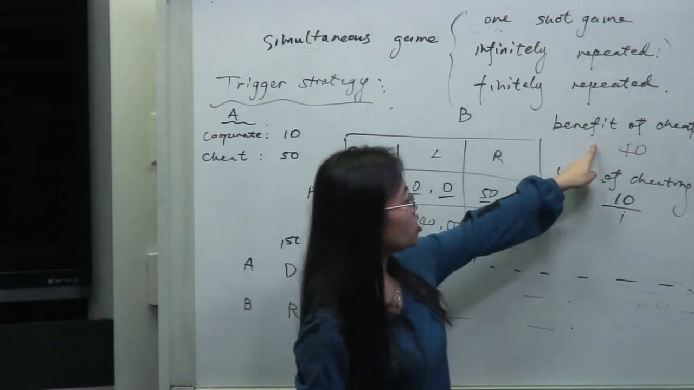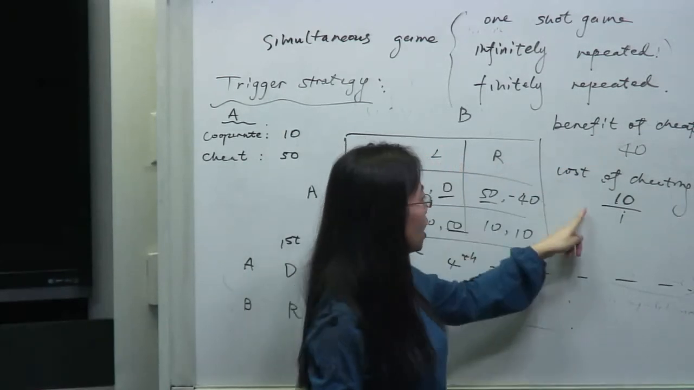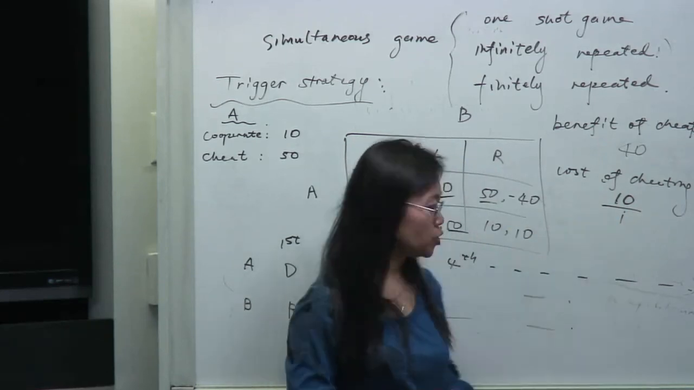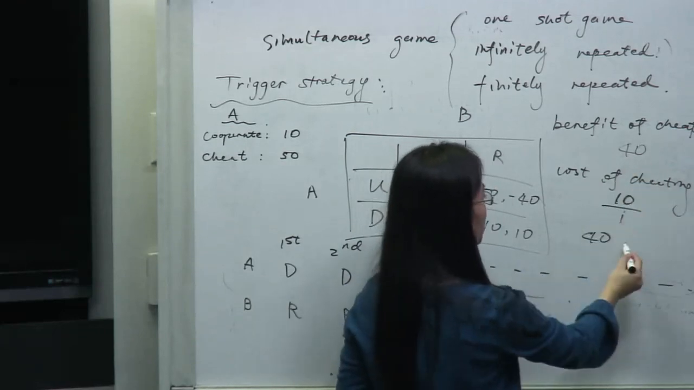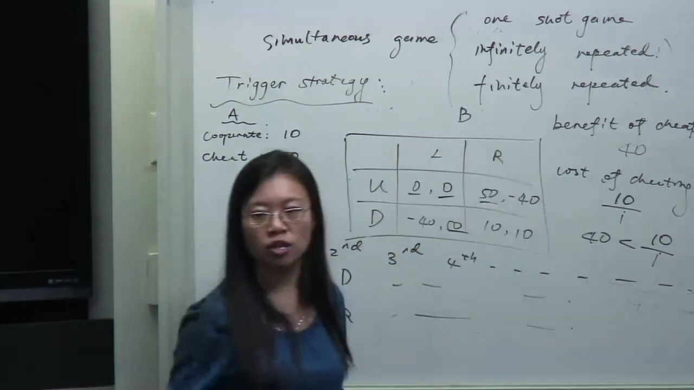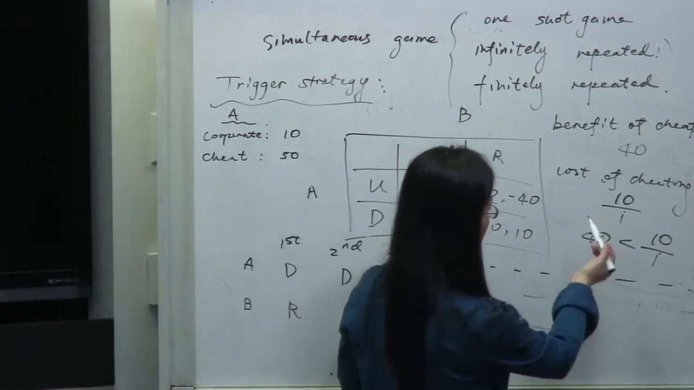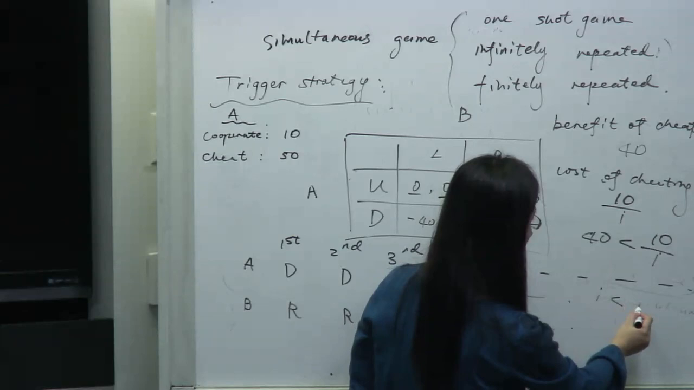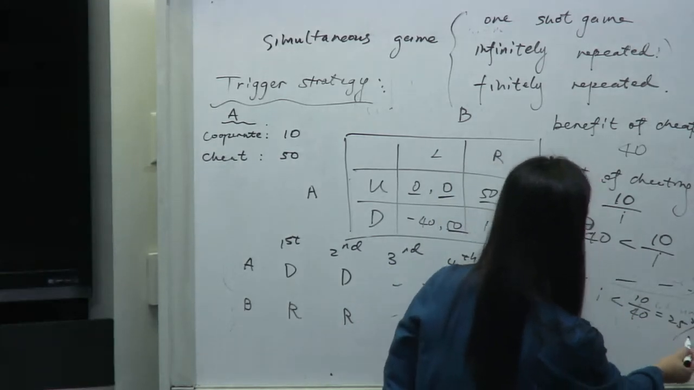So this is your benefit of cheating, $40, just a one-time gain, and the present value of your loss is $10 divided by I. So if this $40 benefit of cheating is less than 10 divided by I, are you going to cheat or not? You're not going to cheat. So solve this: you move I to the other side. I has to be less than 10 divided by 40, which is 25%.